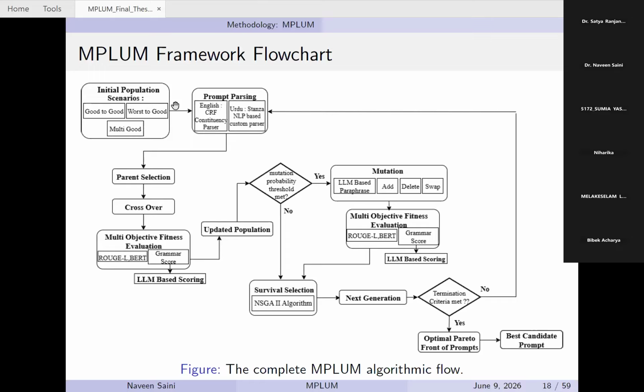Now, because initially we have the set of candidate solutions, in the next phase we do the parent selection. That means deciding who will become the parent. There are many techniques to select the parent, like roulette wheel selection, rank based selection, and random selection. Then we will perform the evolutionary operator, that is crossover.